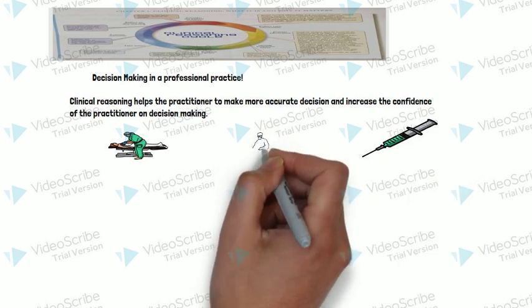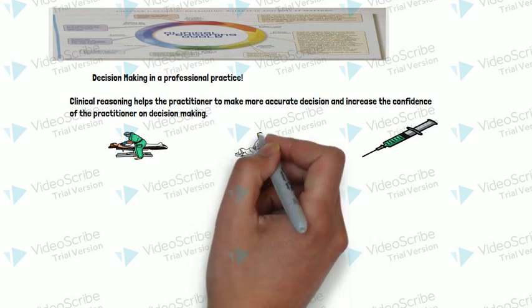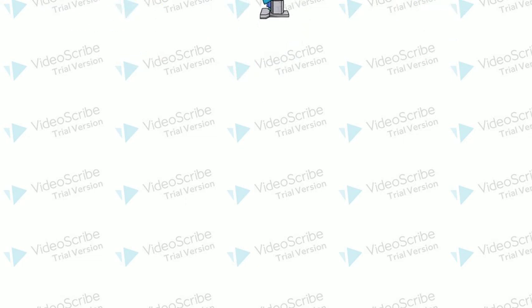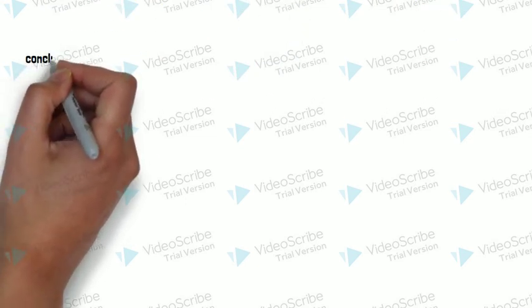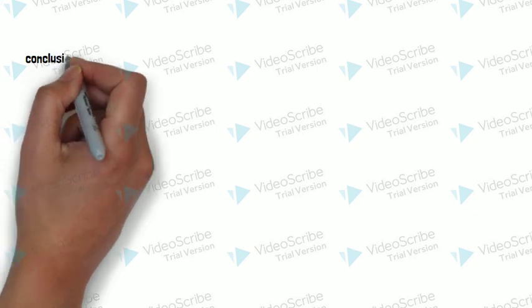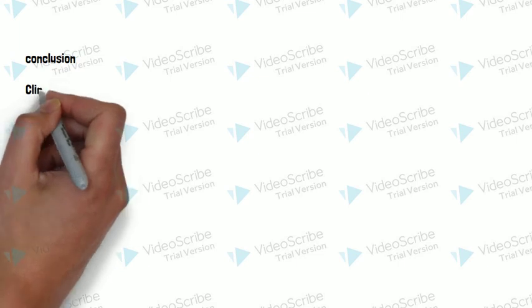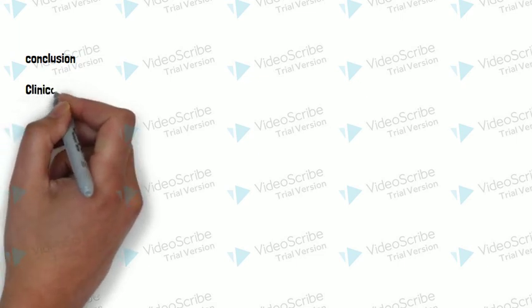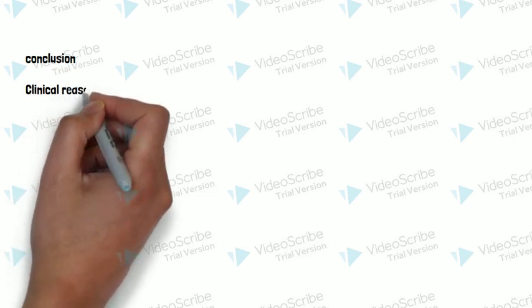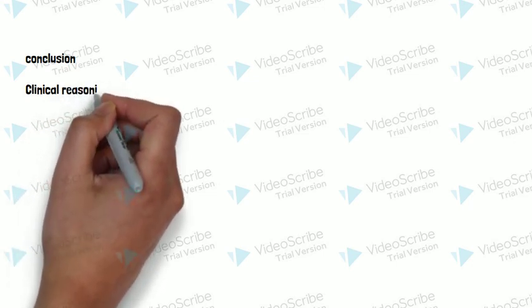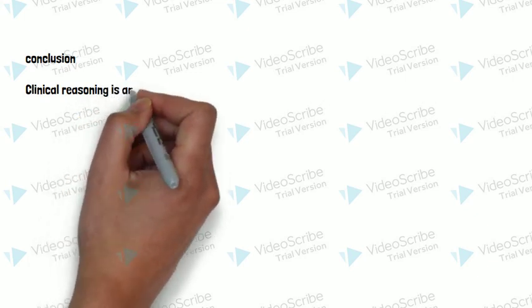Clinical reasoning is a complex cognitive process in which the practitioner collects patient information, processes the information, identifies the problem, plans, weighs alternative actions, and implements interventions, evaluates the outcomes, and reflects on and learns from the process. So clinical reasoning helps the practitioner to make more accurate decisions and increases the confidence of the practitioner in decision making.